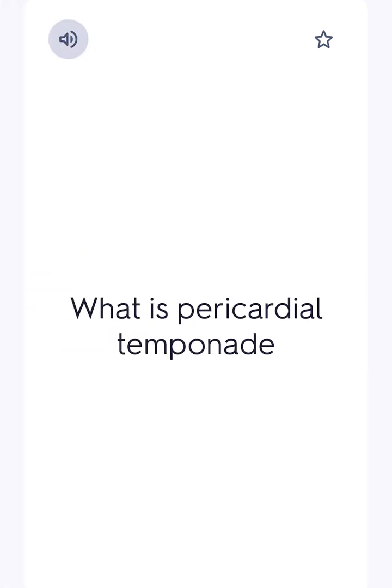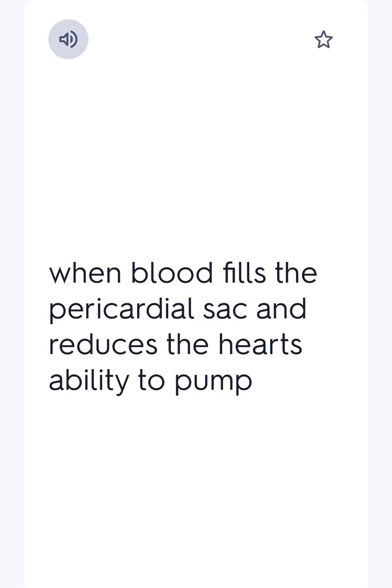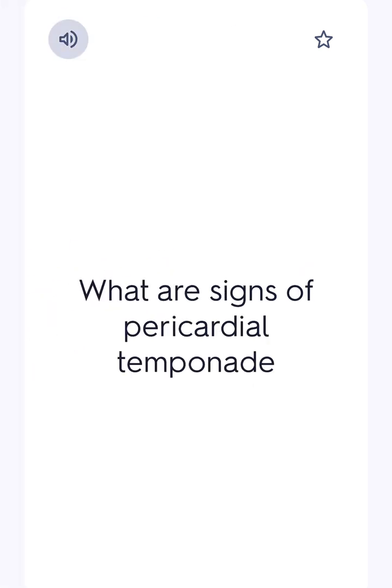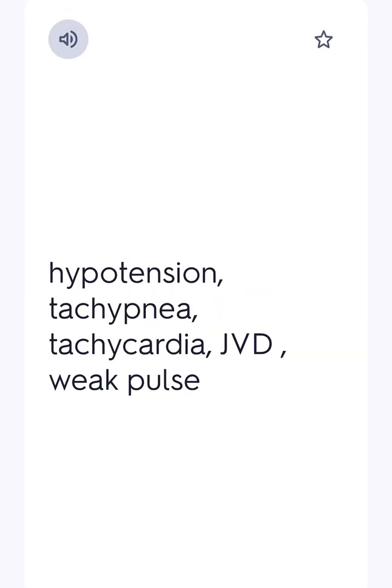What is pericardial tamponade? When blood fills the pericardial sac and reduces the heart's ability to pump. What are signs of pericardial tamponade? Hypotension, tachypnea, tachycardia, JVD, weak pulse.